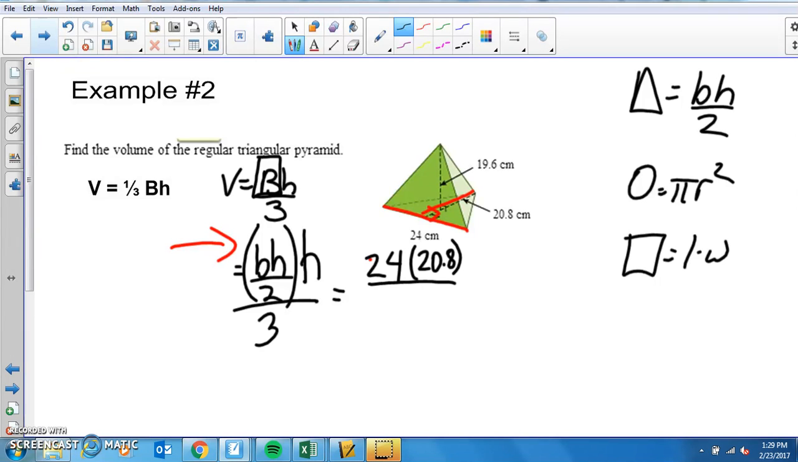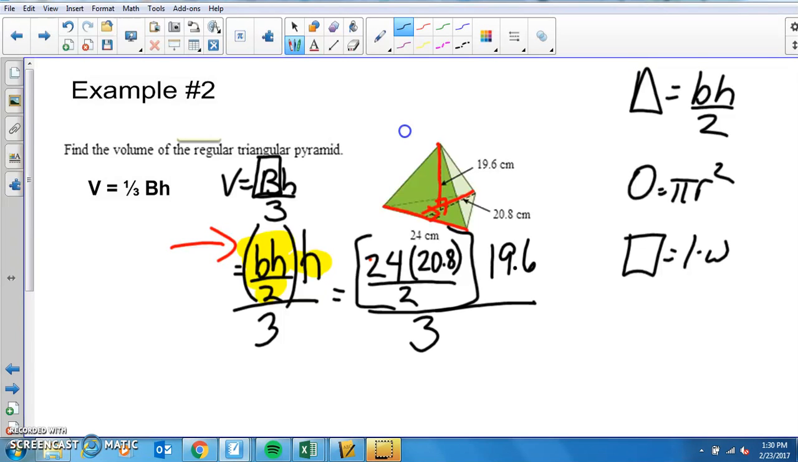And all of that has to be divided by 2. So that is what represents just this portion of the formula. Then all of that is going to be multiplied by the lowercase h. Lowercase h, we talked about, represents the distance from top to bottom. So that distance from top to bottom is 19.6. So that gives us 19.6. Everything there has to be divided by 3.